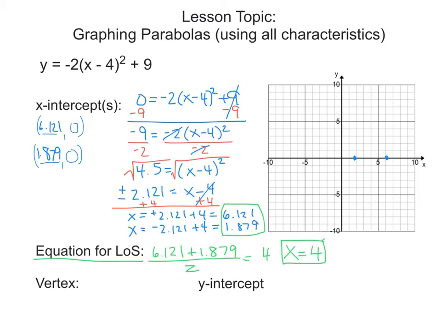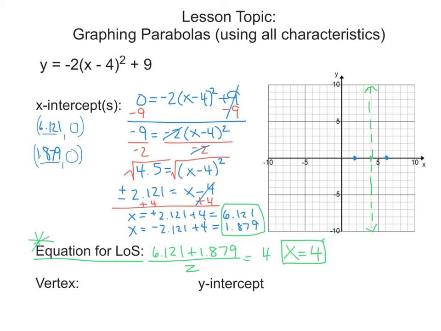So if we look at our graph up here, we can find the value where x is 4. We're going to find that right here, and we know there's going to be a vertical line for our line of symmetry at x equals 4. So that's a new piece for this lesson, and it's pretty important.